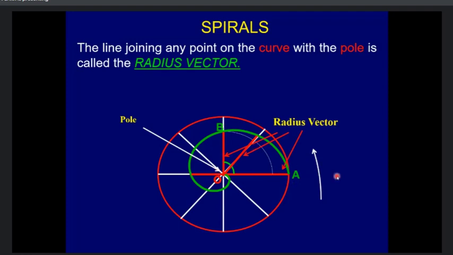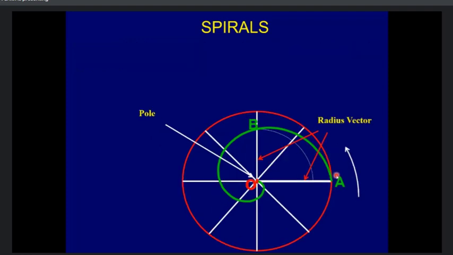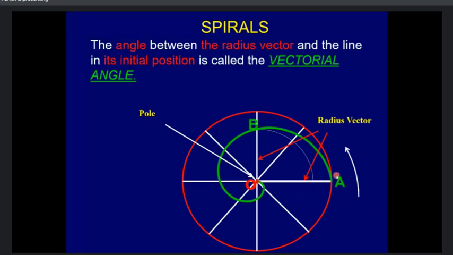So all these are nothing but the radius vector. Now what is the vectorial angle? The vectorial angle is the angle between the radius vector and the initial line. You take any radius vector and measure its angle with the initial line, or initial position. The initial position here is OA. This was your initial position, and you are going to rotate in the anti-clockwise direction.